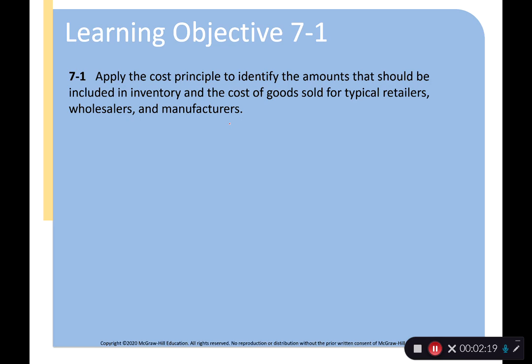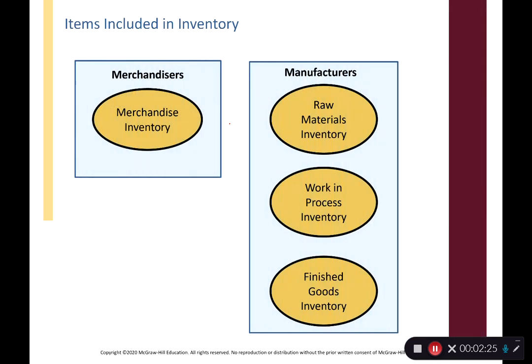So the first thing we're going to do is talk about how we record the cost of inventory when we purchase it. There's two types of companies that deal with inventory: merchandisers and manufacturers. Merchandisers simply buy and resell inventory. These would be companies like Amazon, Walmart, Target, and any other retailer.